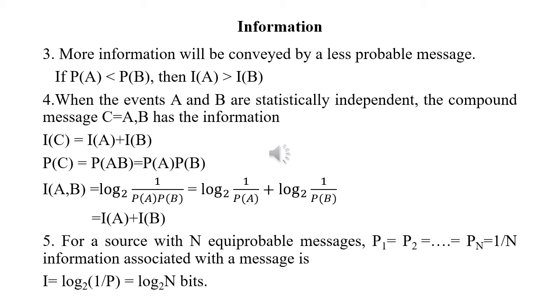Fifth property, consider a source with n equiprobable messages with the individual probability equal to 1 by n. Then the information associated with a single message is I equal to log 1 by P. And this will be equal to log n to the base 2 bits if the base of the logarithm is 2.